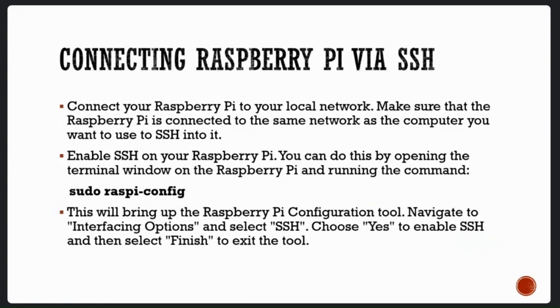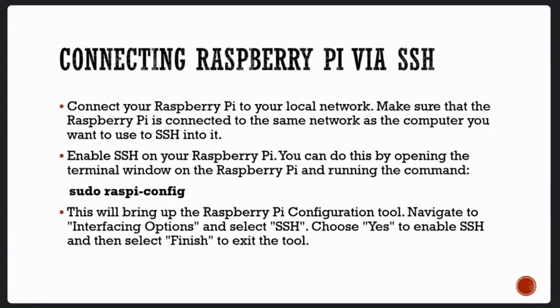So, connecting Raspberry Pi via SSH. To connect Raspberry Pi via SSH, we must know that Raspberry Pi comes with SSH disabled. So first we have to enable SSH. To enable SSH, we must connect the Raspberry Pi to the local network and make sure that the Raspberry Pi is connected to the same network as the computer you want to use SSH into.